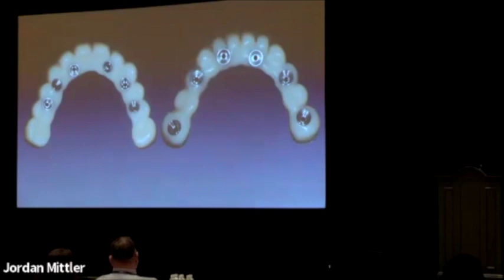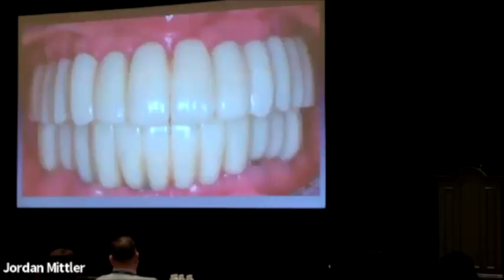Okay, so now we mill our PMMA provisionals. These act as A, provisionals, but B, verification jigs as well. Make sure that all of our records are accurate. It's in essence a verification jig, and then the patient can wear that, and it allows us to evaluate.